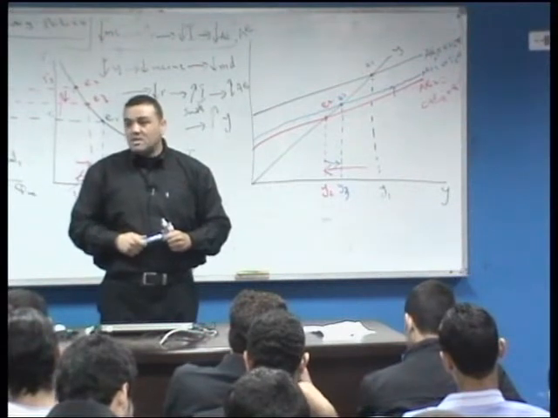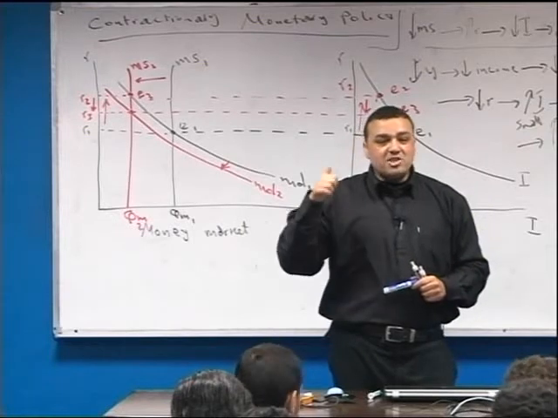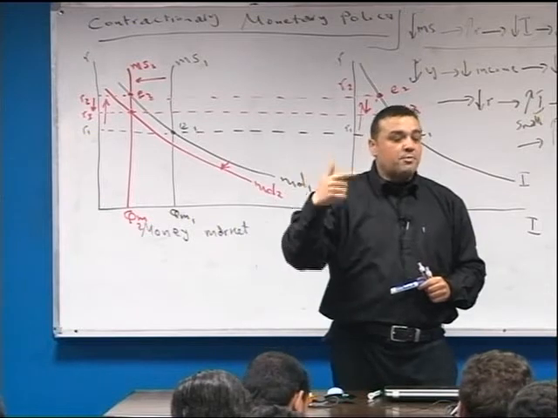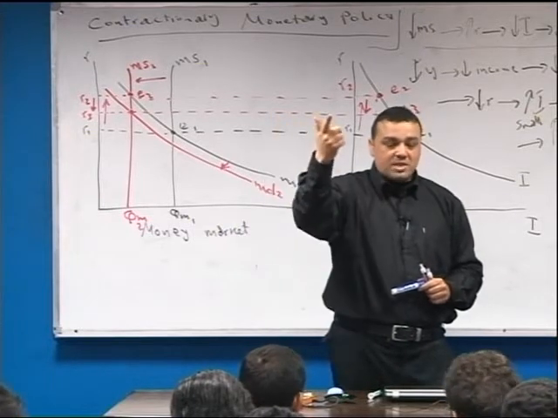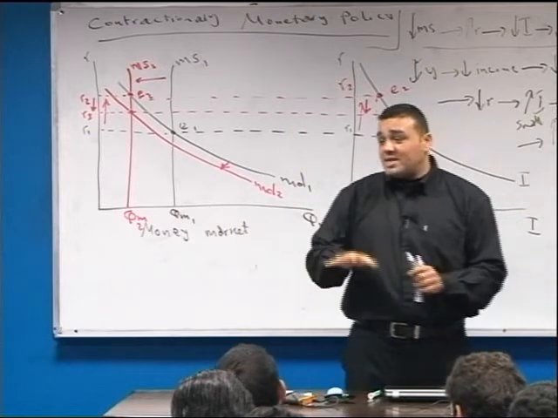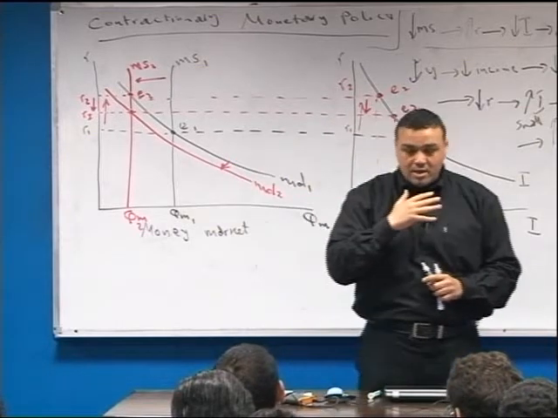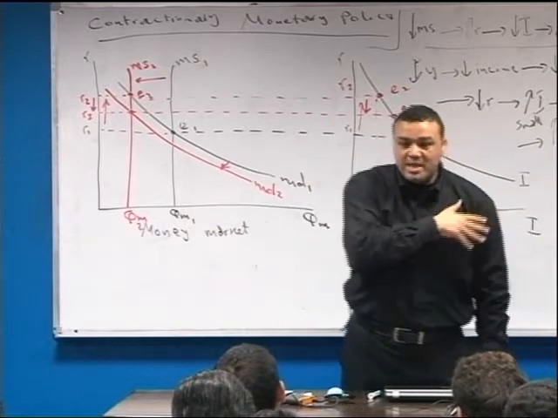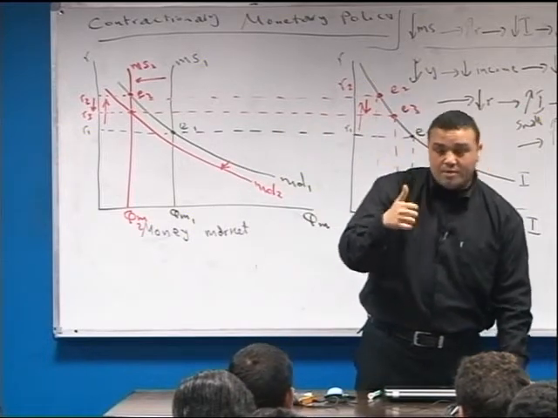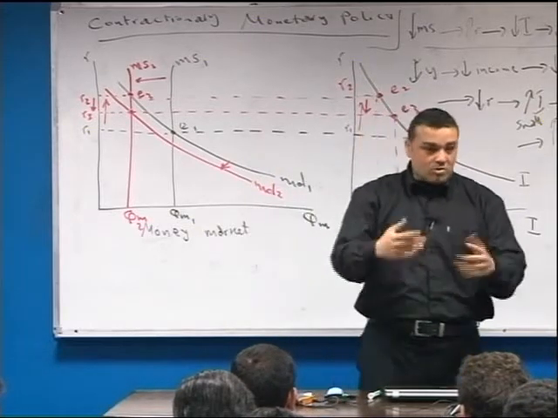Now let's go to the mixed policy. Mixed policy means suppose that we would like to use an expansionary fiscal policy and contractionary monetary policy, or expansionary fiscal policy and expansionary monetary policy at the same time. I mean, suppose the government came and said it wants to use expansionary fiscal policy, and the Federal Reserve System came and said it wants to use expansionary monetary policy. What are the main effects of these policies on aggregate output, on I, R, and C, which is consumption?